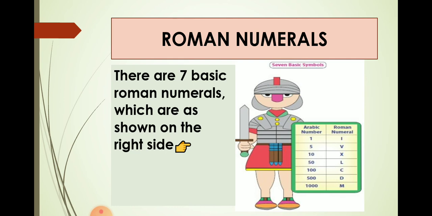Now, what are Roman numerals? There are 7 basic Roman numerals which are as shown on the right side. For Arabic number 1, the Roman numeral is I. For Arabic number 5, the Roman numeral is V. For 10, it is X. For 50, it is L. For 100, it is C. For 500, it is D. And for 1000, the Roman numeral is M.